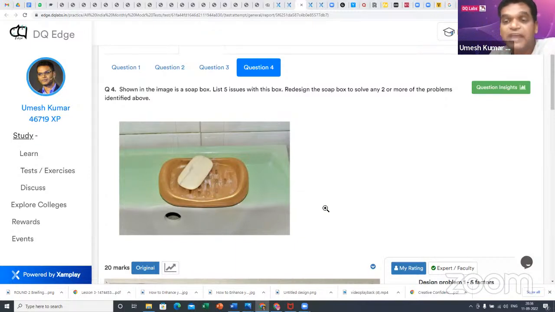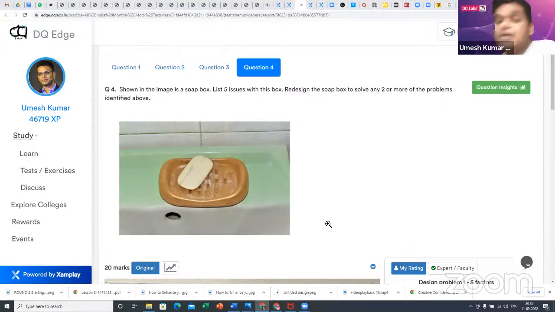Can you list 5 problems with this soap box? Whenever you're using a soap box at home, this is a very common object that most homes would have. So when you're using the soap box, what would be the problem? Can you list some problems?